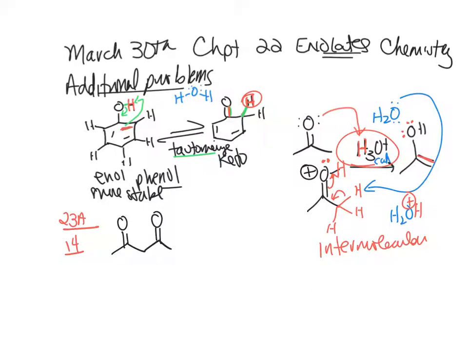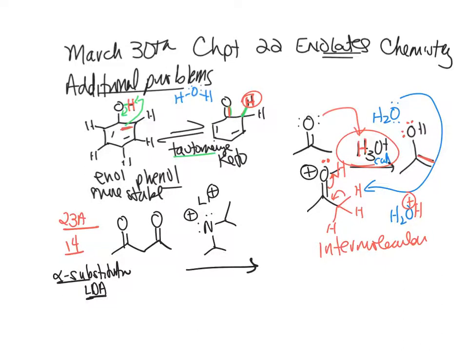Okay, so this is alpha substitution. And you use LDA as your base, you want quantitative enolate formation. So this is your LDA, that's your base. Remember I told you there's about 4 bases to use. And when you do alpha substitution, that means we're going to substitute on the alpha carbon.